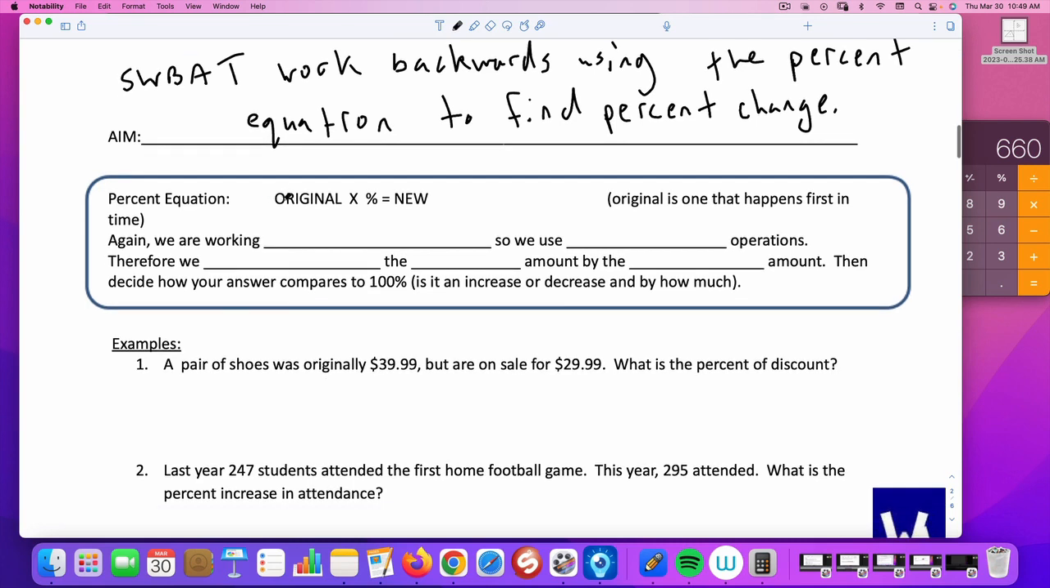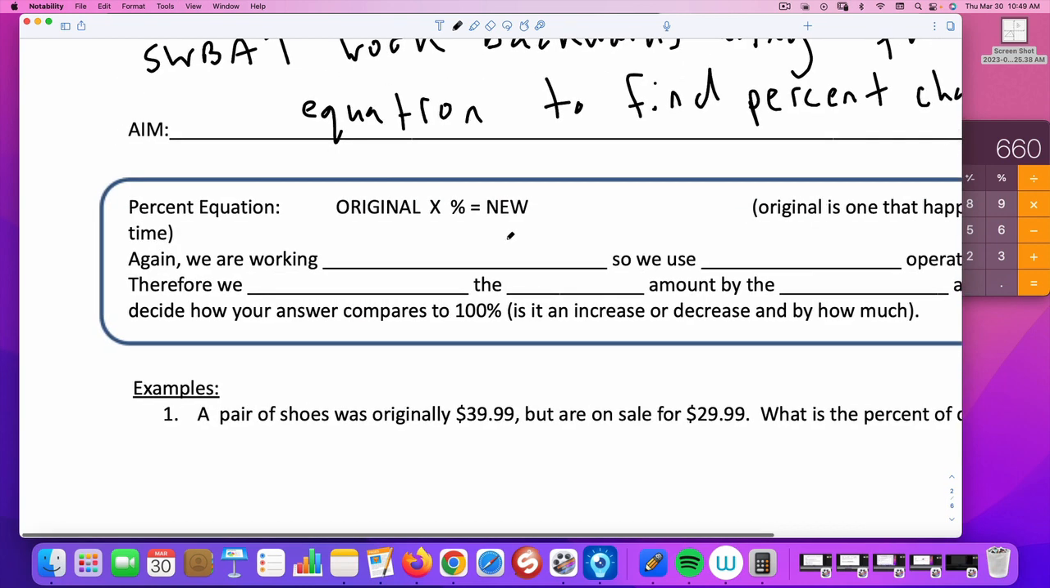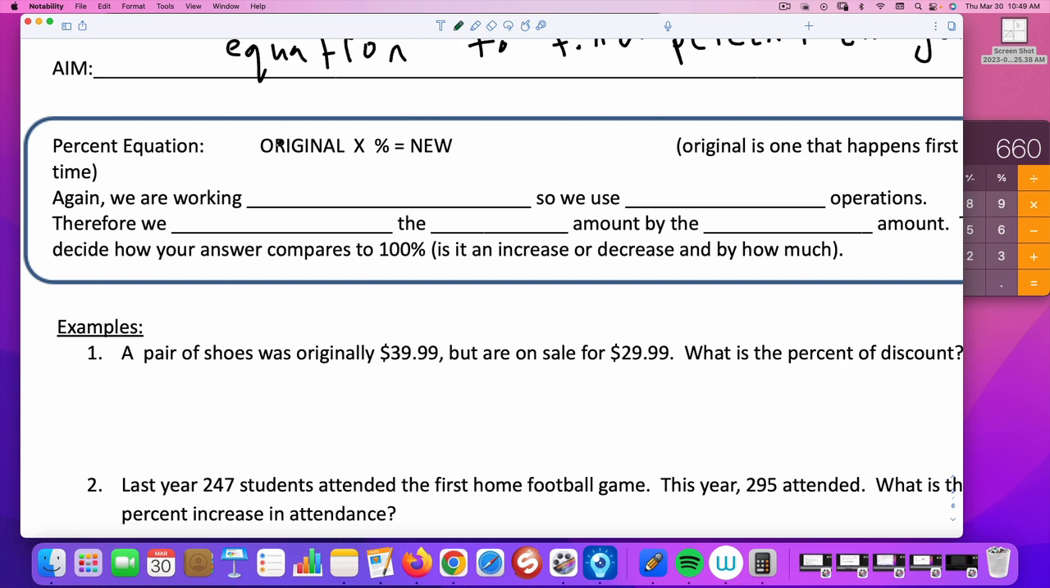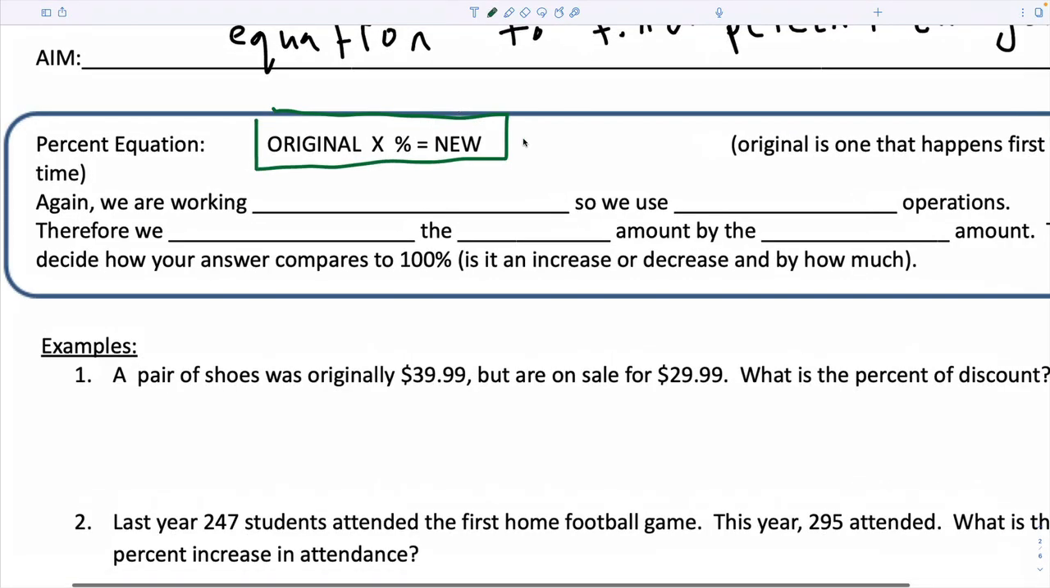Here's what we're doing. Your percent equation, which you haven't really ever seen before, looks like this. What we've been doing the last 10 lessons is original times percent equals new. I want you to underline or box this, I'm going to put it in green. When you find the new amount, you took the original and multiplied it by the percent and you got the new. That is what we've been doing behind the scenes. We just didn't write the equation formally.